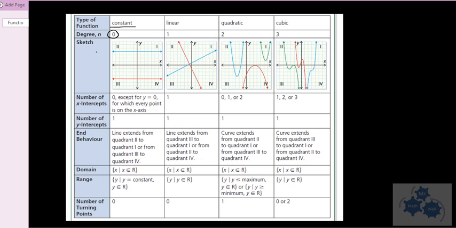Remember, the degree is the largest exponent on the variable, and it would be x in most cases, right? So if x has a degree of 0, what does it look like? Well, okay, close. Just y equals, not x equals. Just y equals some number only. So there would be no x term in the polynomial. That's what a constant is.